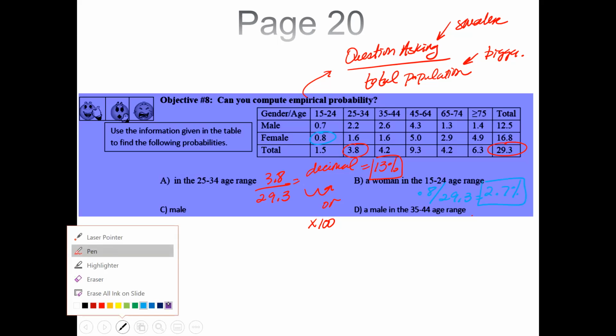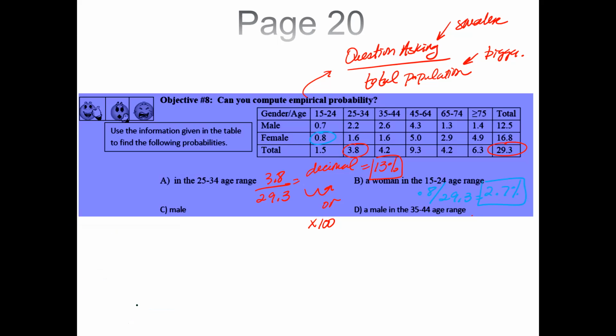C is male. So for male, it's not specifically asking you for any age group, it's just all the guys. So that's 12.5 divided by the total, which is 29.3. And if I divide that, it's going to give me 0.427 or 42.7%.